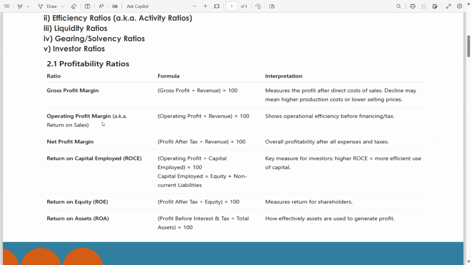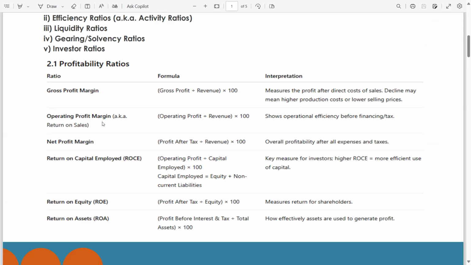Operating profit margin: operating profit divided by revenue, multiplied by 100. It shows the operational efficiency before finance and tax. Gross profit minus expenses, but before financing and tax, will be your operating profit. Net profit margin: profit after tax divided by the sales or revenue, multiplied by 100. It shows the overall profitability after all expenses and taxes.